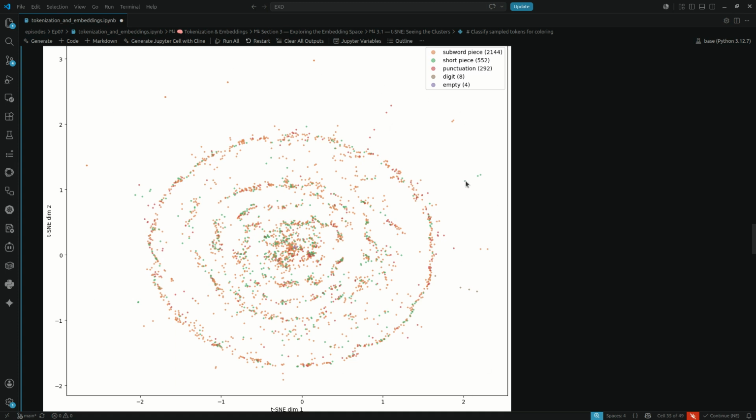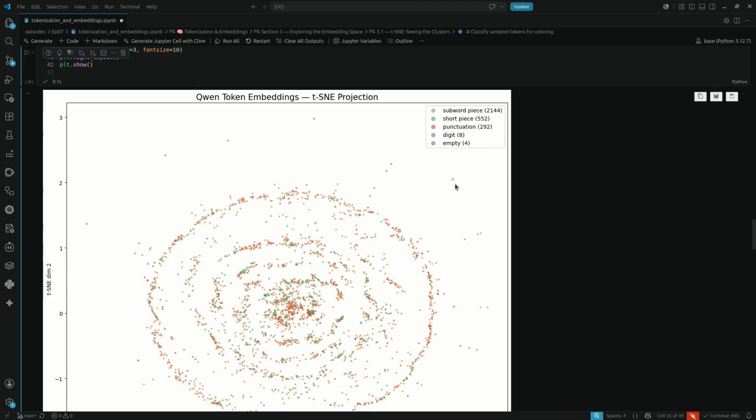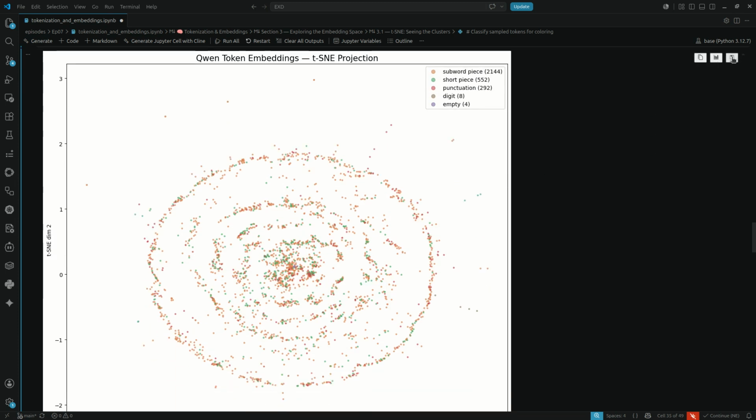There's a suggestion of an outer ring over here, which would just be a function of the 3000 that we sampled, by the way. You can't see this very clearly, but things like the empty tokens and the digit tokens are actually clustered in here. I don't know if it's possible to see this.